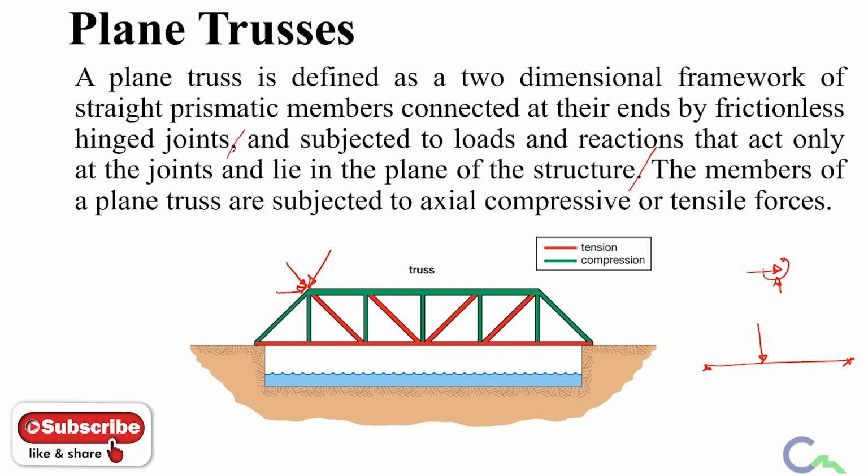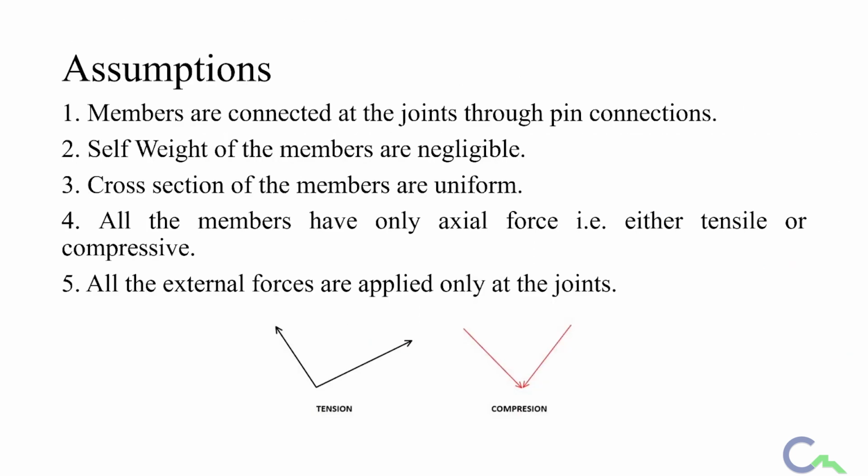Third part, the members of plane trusses are subjected to axial, compressive or tensile force. So if I see in the figure, whatever is shown in red color is going to take only tension force. Whatever is shown in green color is taking only compression force. So any member is going to take either tension or compression. It is not going to experience any bending.